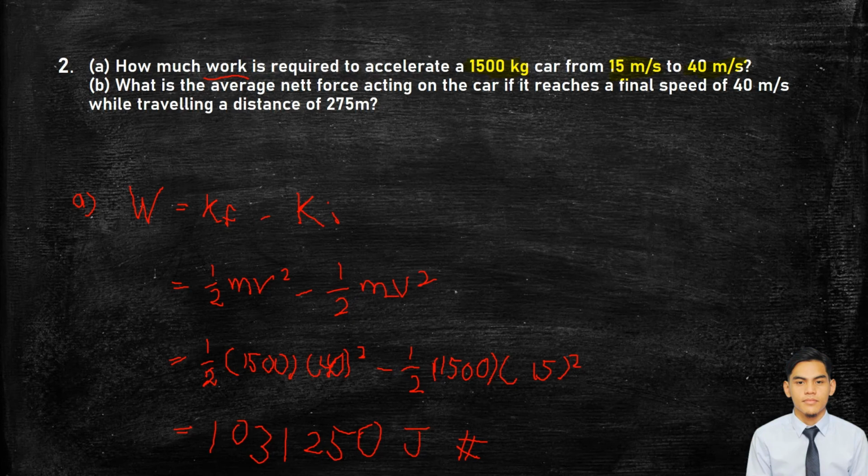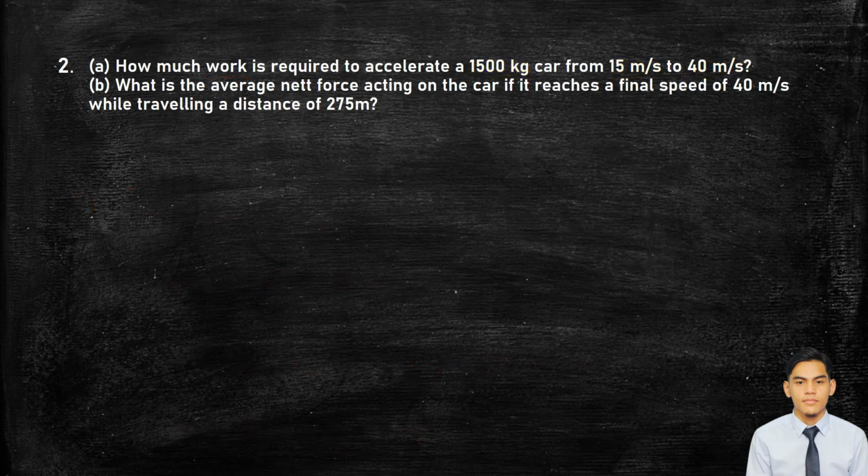And question B, what is the average net force acting on the car if it reaches a final speed of 40 meters per second while traveling a distance of 275 meters? So how do we complete this? So the question asks for the net force.